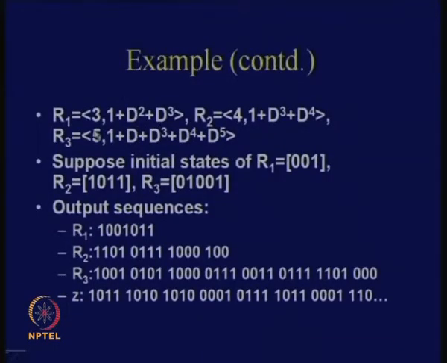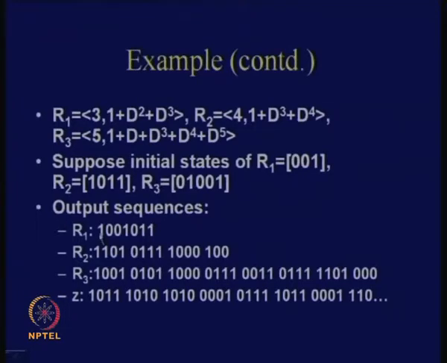Consider a concrete example of R1 being (3, 1 + D^2 + D^3). You know this nomenclature: this is the length and this is the feedback polynomial. It is 1 plus D square plus D cube, and similarly R2 and R3 are as follows. Note that for R2 and R3 we have kept the feedback polynomial primitive. R2 is essentially a 4-bit LFSR. A maximal 4-bit LFSR means a periodicity of 15. So R2 produces a periodicity of 15, and R1 produces a periodicity of 7. Is R1 a de Bruijn generator? No, it is simply a maximal length LFSR.